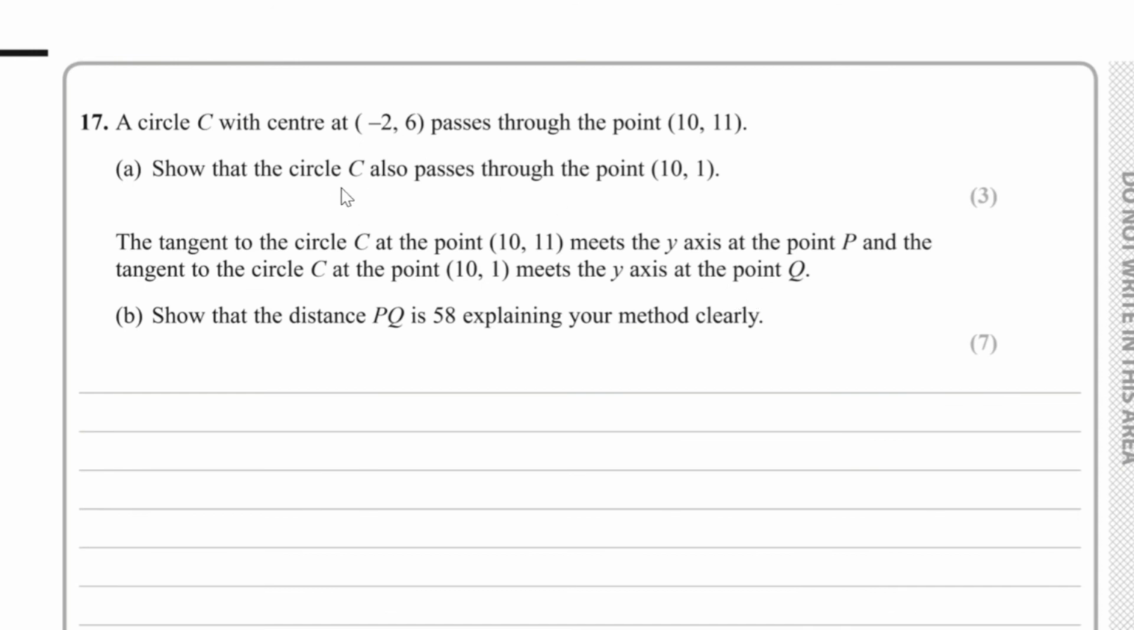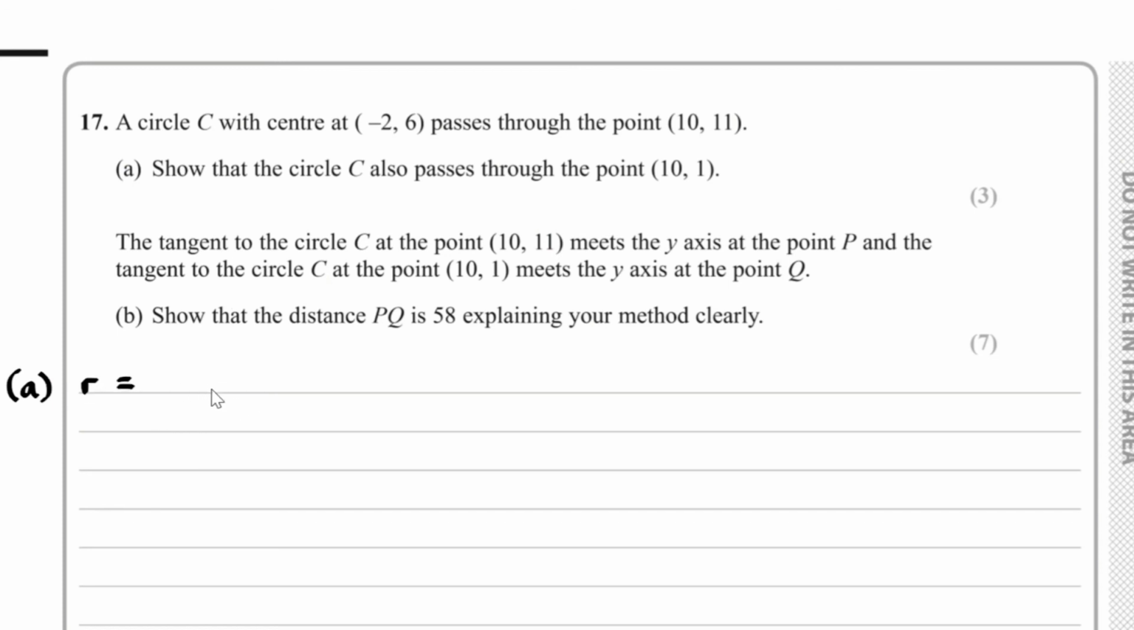Question number 17. A circle C with centre minus 2, 6 passes through the point 10, 11. For part A, we have to show that it also passes through the point 10, 1. Now what we'll do to begin with is we'll actually find out the equation of the circle. For that we need to find out the radius.